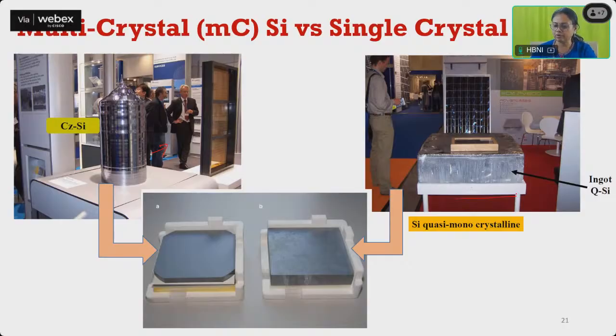So ingot of a multi-crystalline. When we see the wafers after cutting, this is how a polycrystalline looks. We have got many grains, multiple grains are there, and this is a single crystal. Otherwise, the other processing remains the same. So this is single crystal versus multi-crystal solar cell.